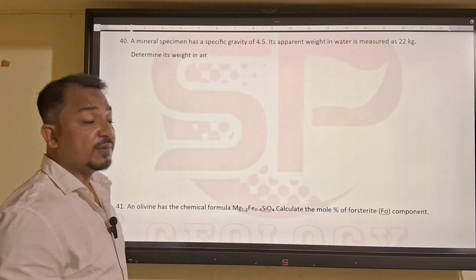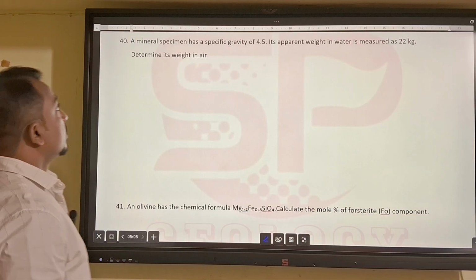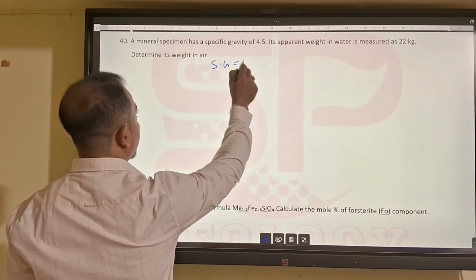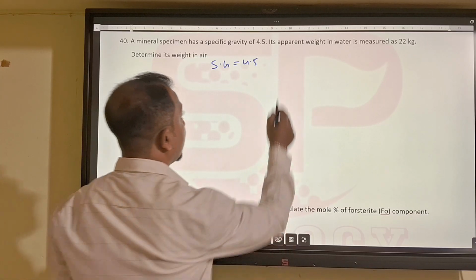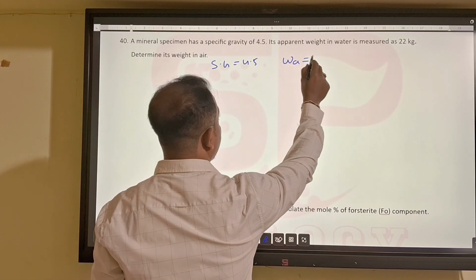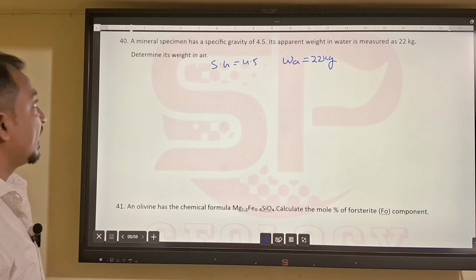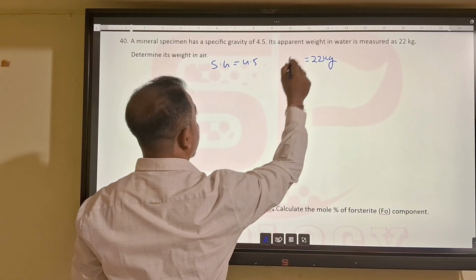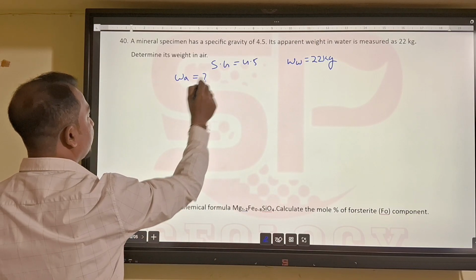Next, this is a similar type of question, so you can pause and try to solve it. A mineral specimen has specific gravity given here as 4.5. Its apparent weight in water, the weight in water, is given as 22 kg. So we have to calculate its weight in air.